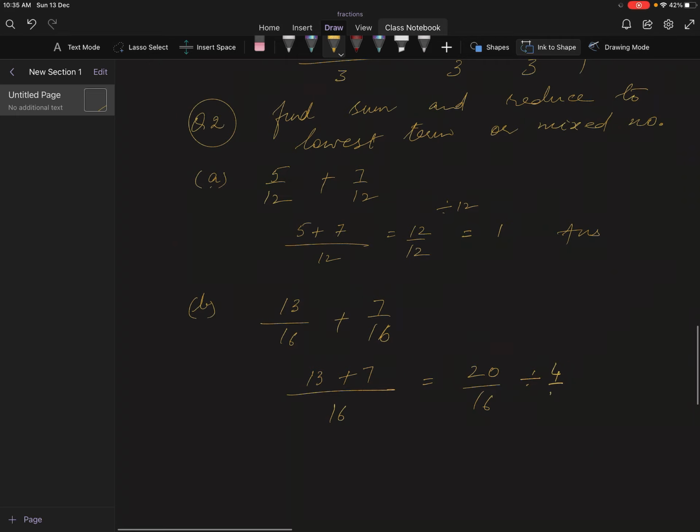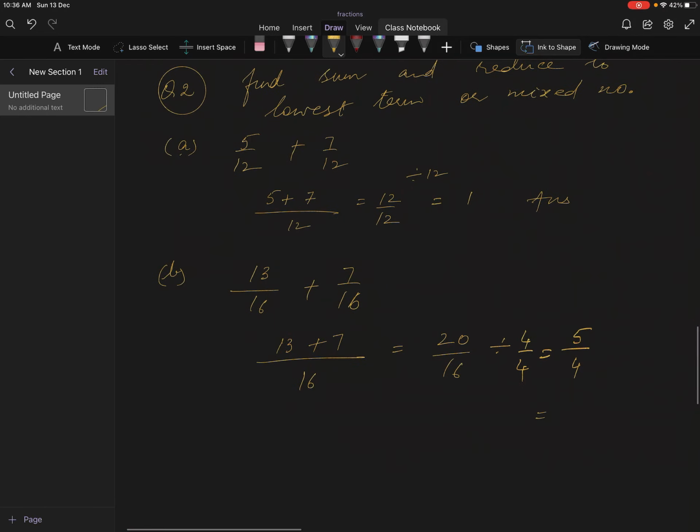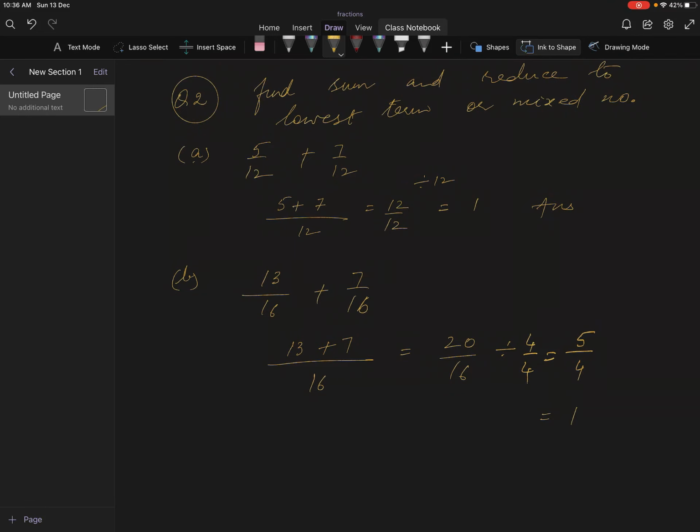Divided by 4. 4 5s are 20. 4 4s are 16. 5 upon 4. Now what type of fraction have you got, students? You have got an improper fraction. This can be changed to the mixed number. 4 1s are 4, 1 remainder and 4 denominator.